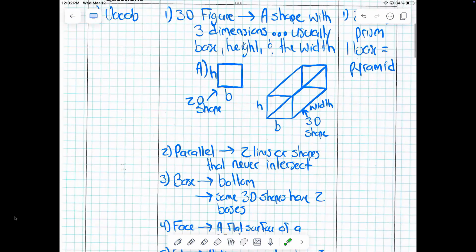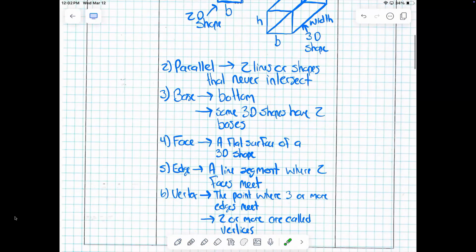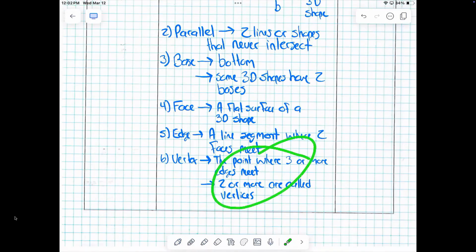If 2 things, 2 lines or 2 shapes never crisscross, they're called what? Parallel. Bottom is usually the base, but not always. What is the flat surface of a 3D shape called? Base. What is the line segment of a 3D shape called? Edge. What are the points of any 3D shape called? Vertex. What if you have more than one vertex? What's it called? Vertices.